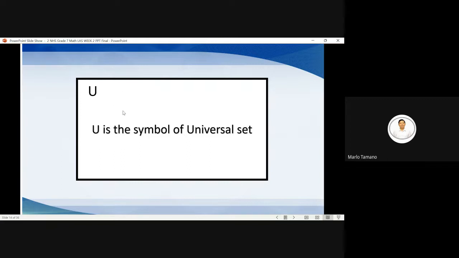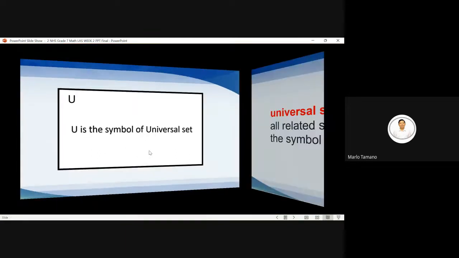May mga family diyan or members of the family. Naintindihan? Okay, so ipagpalagay natin yung mga bahay na yan, yan po yung mga sets, yan po yung mga circles. Bawat bahay ay may mga nakatira, no? Pamilya. Tapos, syempre, may mga tao diyan, sila po yung magsisilbing elements ng bahay. Okay po?